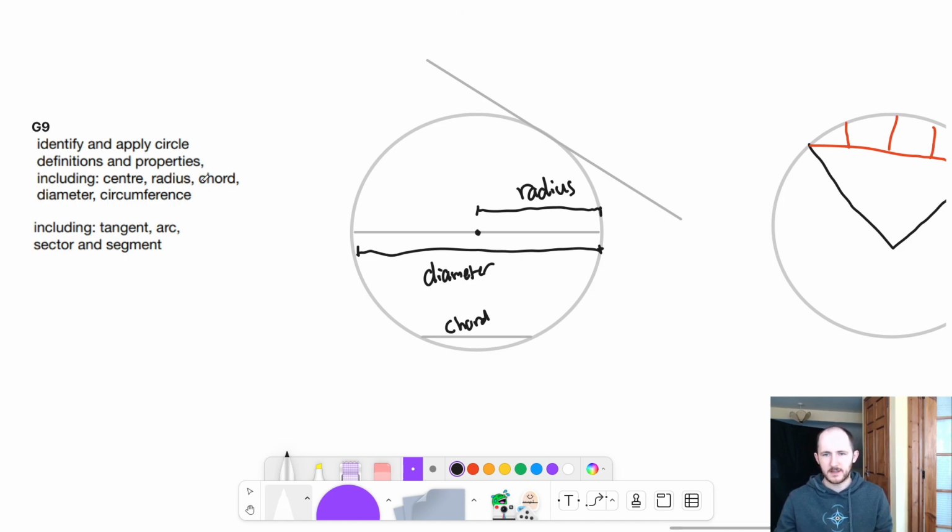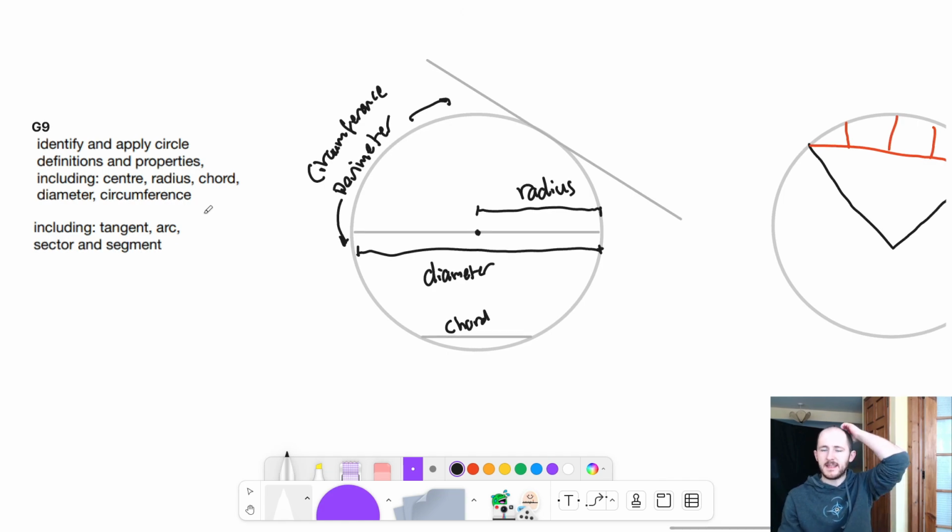So we've done the first 4 already. The circumference is just a fancy word for the perimeter of a circle, and again we just call that circumference. Okay, but they both mean the exact same thing. Now for a tangent, that is going to be a line that touches the circle at exactly 1 point. Okay, so if you look here, it only touches at 1 point here.